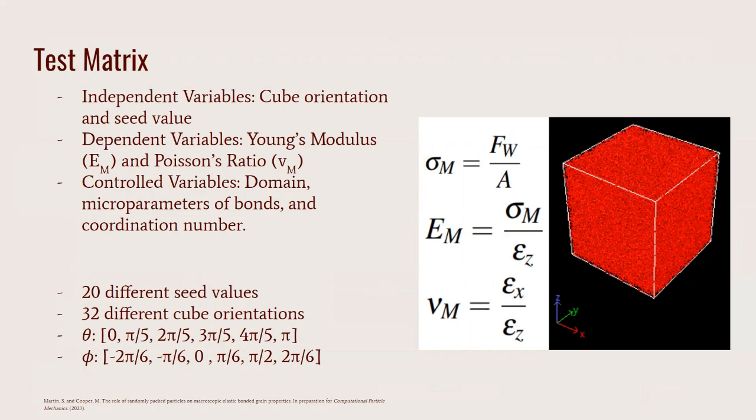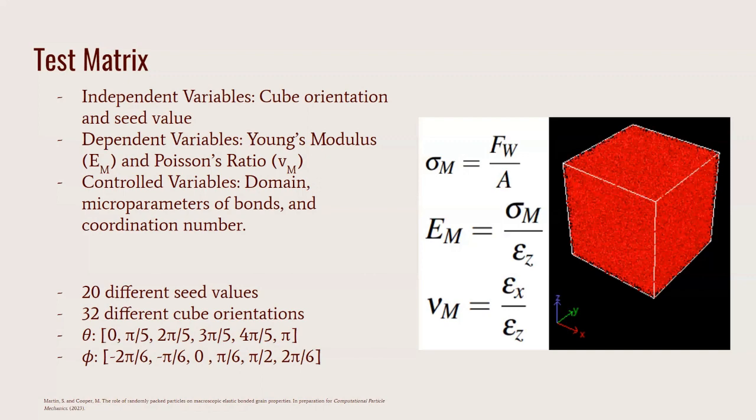The applied stress, sigma m, is computed by summing the force applied to the top face and dividing it by the cross-sectional area. Young's modulus and Poisson's ratio are computed with the applied stress, axial strain epsilon z, and lateral strain epsilon x. The controlled variables are domain size, microparameters of the bonds, and the particle coordination numbers, which determine the average bond length. For the project, I built 4 different size domains that each produced 20 seeds and then extracted 32 virtual cubes with orientations varying from theta and phi. This is a total of 620 simulations per domain.